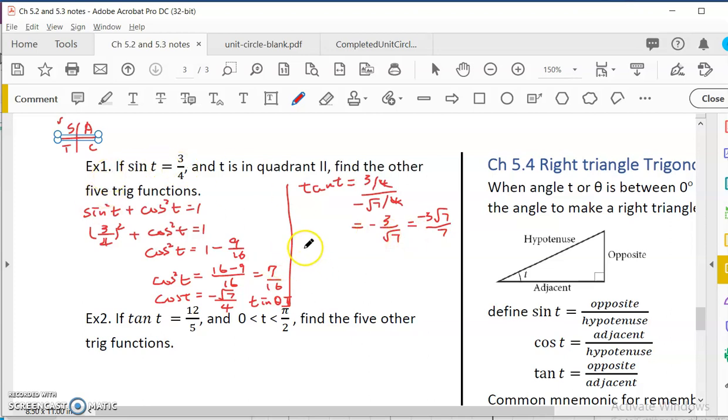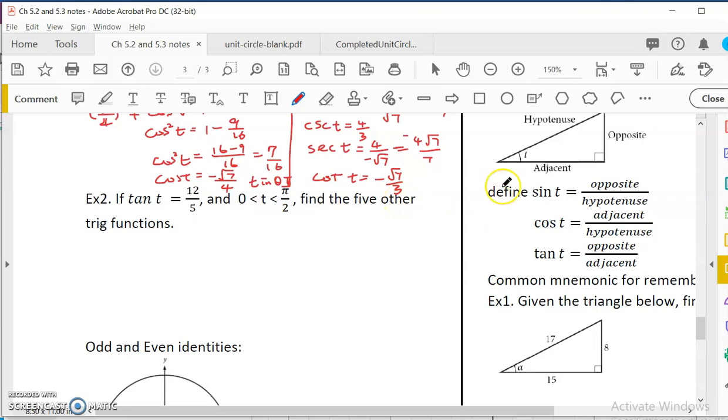So I have the 3 main ones, and it's very easy to do the other ones. Cosecant t is 4 over 3, just the reciprocal. Cosine t is here, so secant t is equal to 4 over negative root 7, which rationalized is negative 4 root 7 over 7. And then cotangent t would be the reciprocal of this one, not the final one, because it will be negative square root 7 over 3. I have less work to do.